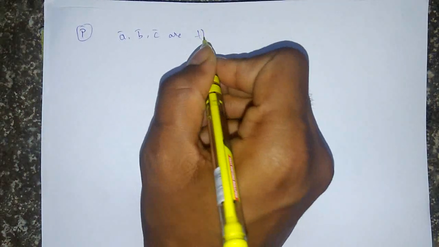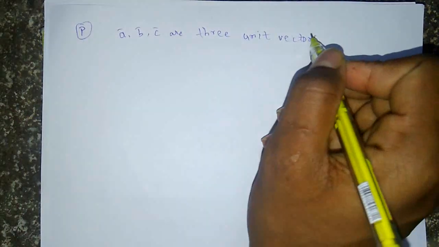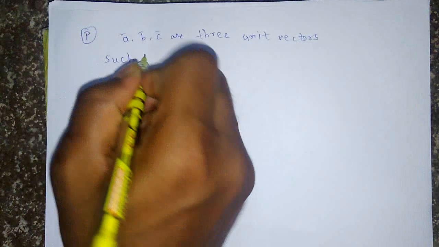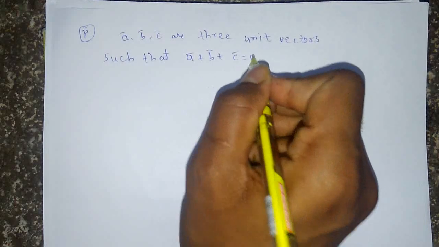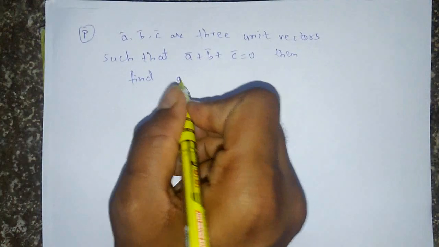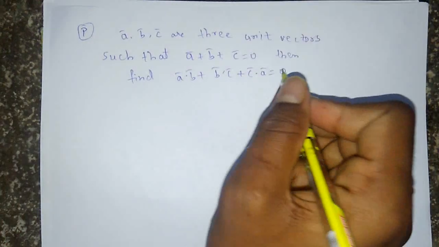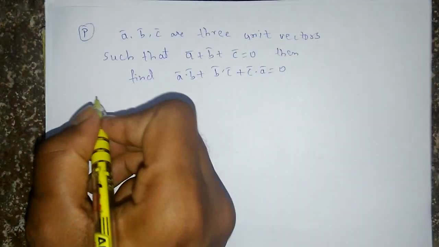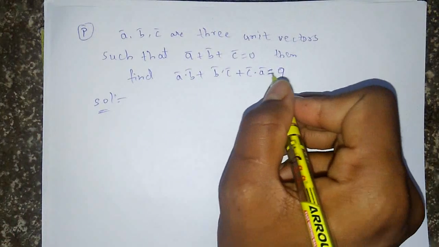So next problem is: a, b, c are three unit vectors such that a bar plus b bar plus c bar is equal to 0, then find a bar dot b bar plus b bar dot c bar plus c bar dot a bar. Sorry, we need to find this value, it is not 0, find the value.